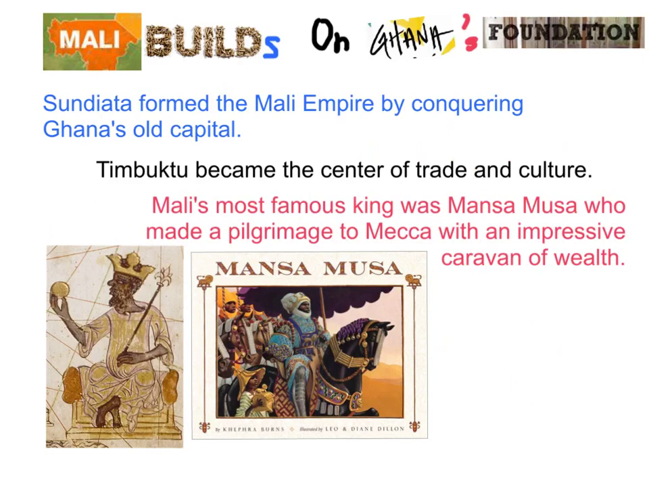Mali is going to develop their empire kind of where Ghana was at previously. It was founded by a group of people called the Malinke people, and they had a chief known as Sundiata. So he is going to form the Mali Empire by conquering the capital of Ghana. And a new town will be created in Mali called Timbuktu. It becomes a center of trade and culture.